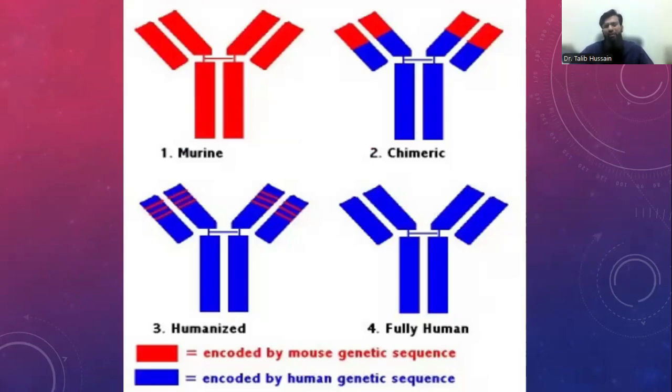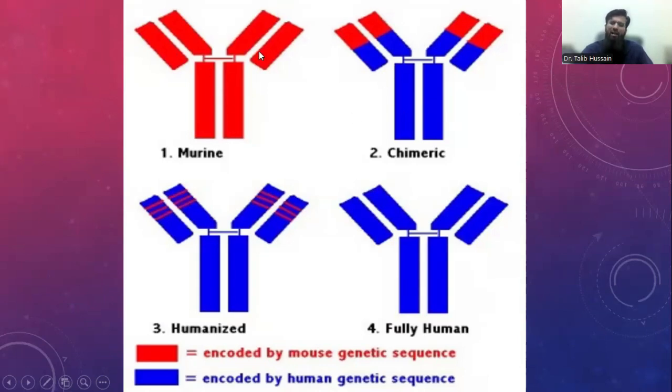This figure differentiates between murine, chimeric, humanized, and fully human monoclonal antibodies. In the murine, indicated by the genetic sequence of the mice in the red coding, all of the constant region and also the variable region are murine, from the mice. So it is a murine MAB.